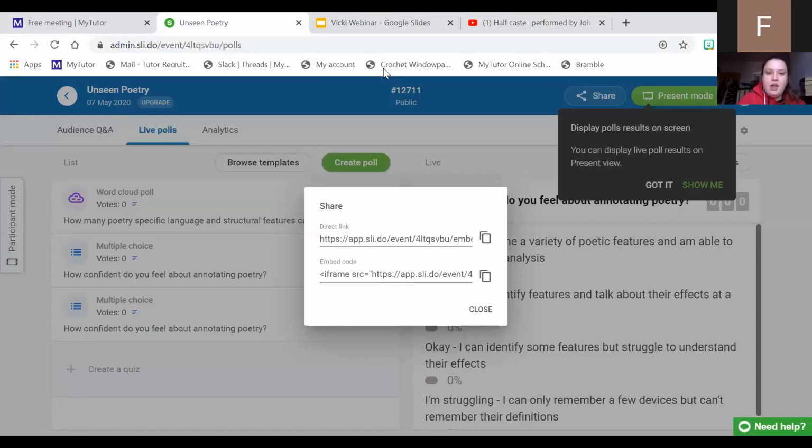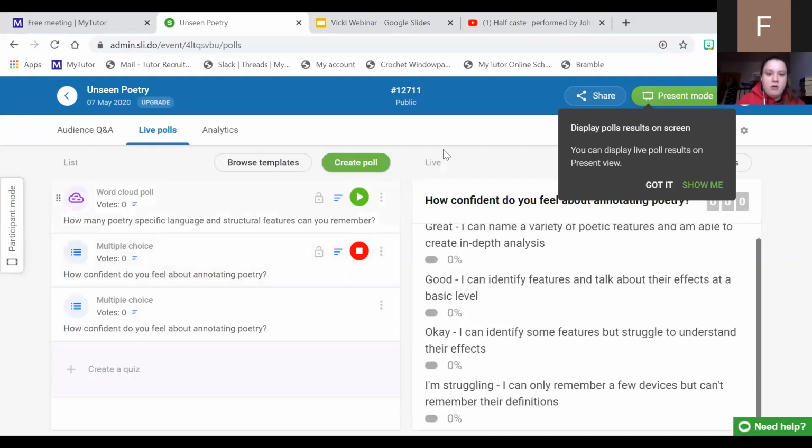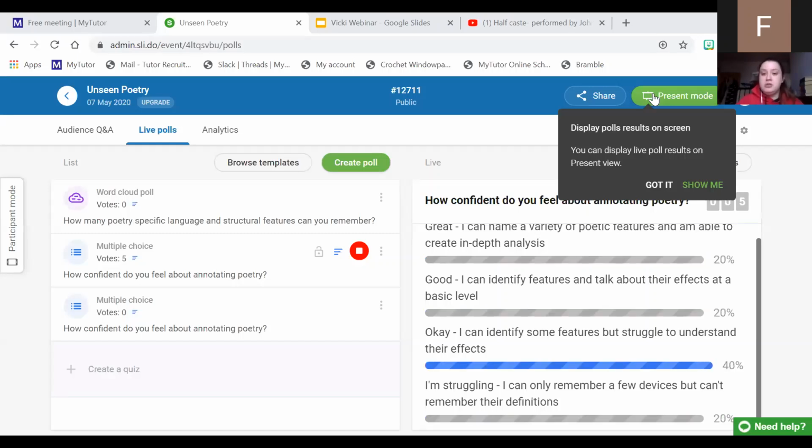So what I am asking you guys to do is, how confident do you feel with your annotating poetry so far? You're great, you can do a variety of poetic features and loads of in-depth analysis; you can identify and talk about their effects at a basic level; you can identify some features but struggle a little bit; or you're really struggling and relatively concerned that you're not sure what's going on. So this is looking really positive so far.